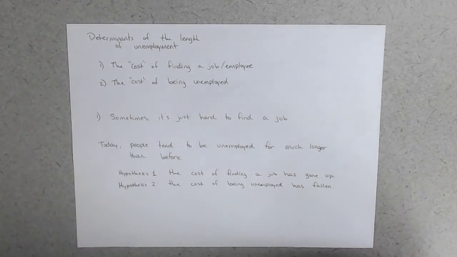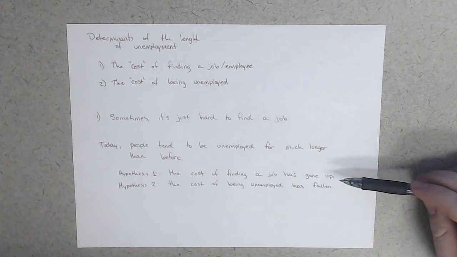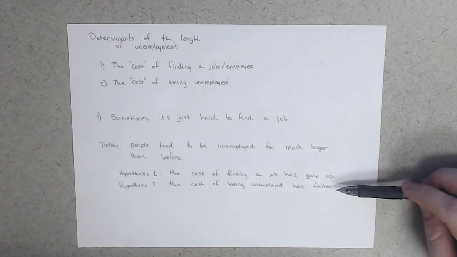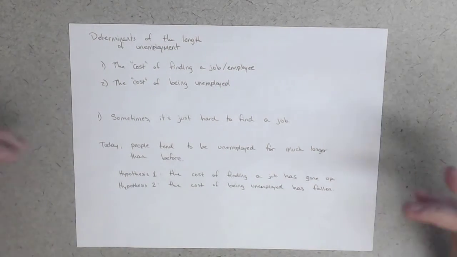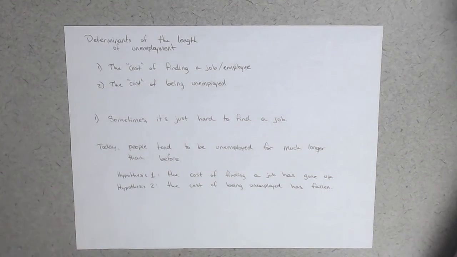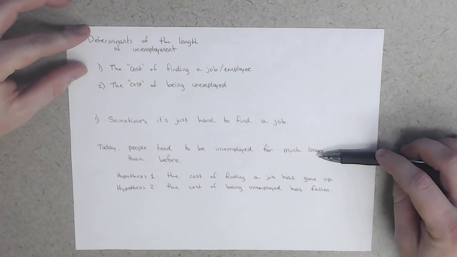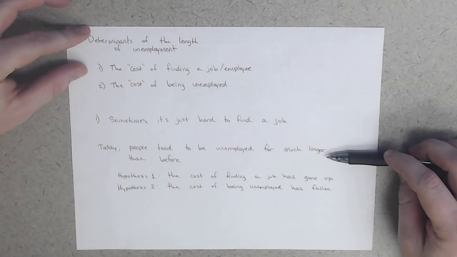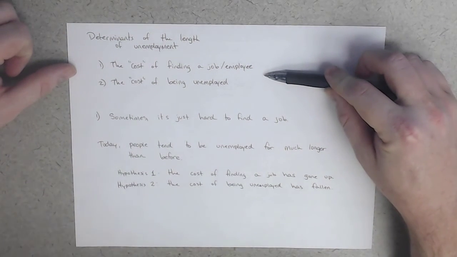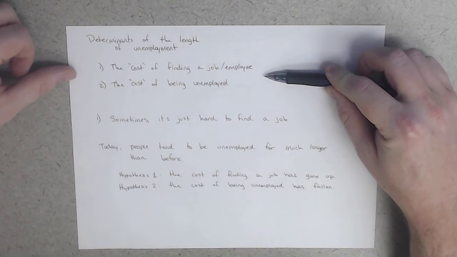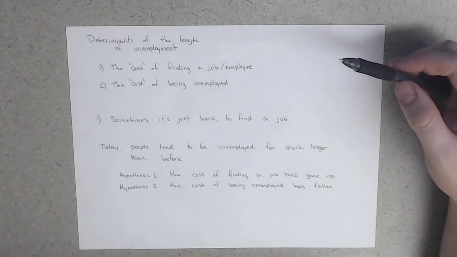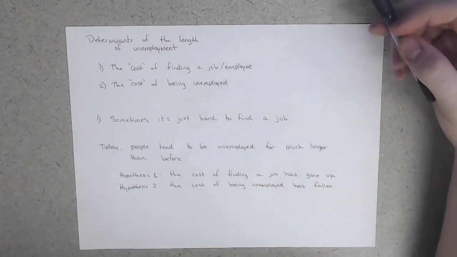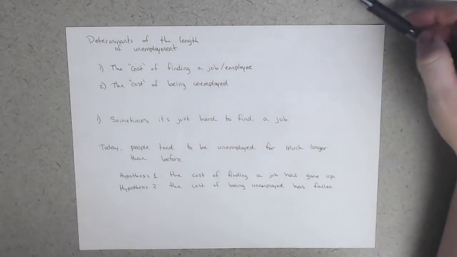But one thing we might want to question is which one of these is bigger, right? Is it the case that the cost of finding a job has gone up dramatically, or is it the case that the cost of being unemployed has fallen dramatically? These are empirical questions that we can generate just from seeing this observation that people tend to be unemployed for longer than before, and understanding just these two broad, I want to stress again that these are broad categories, these two determinants of the length of unemployment. So if we see longer unemployment, then we know that one of these must have changed.